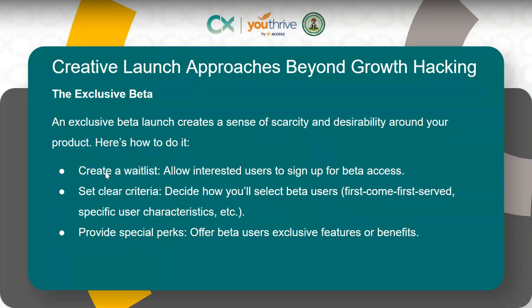So what you do for an exclusive beta is create a wait list and allow interested users to sign up for beta access. Set clear criteria and decide how you will select beta users: first come, first served, specific user characteristics, or whatever the case is. Provide special perks, offer beta users exclusive offers or benefits. This is very, very needful.